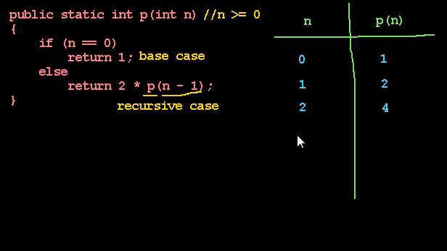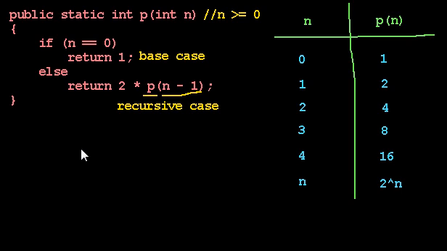And I guess we should try another one, but maybe you're catching on to the pattern now. P of 3, well, 3 is not 0, 3 minus 1 is 2, P of 2, I know from my chart, is 4, 2 times 4 is 8. At this point, maybe you figured out that p of 4 is going to be 2 times p of 3, that's 2 times 8, which is 16. And it looks like, in general, for a given value of n, this is finding, have you caught on? 2 to the n. 2 raised to the nth power.